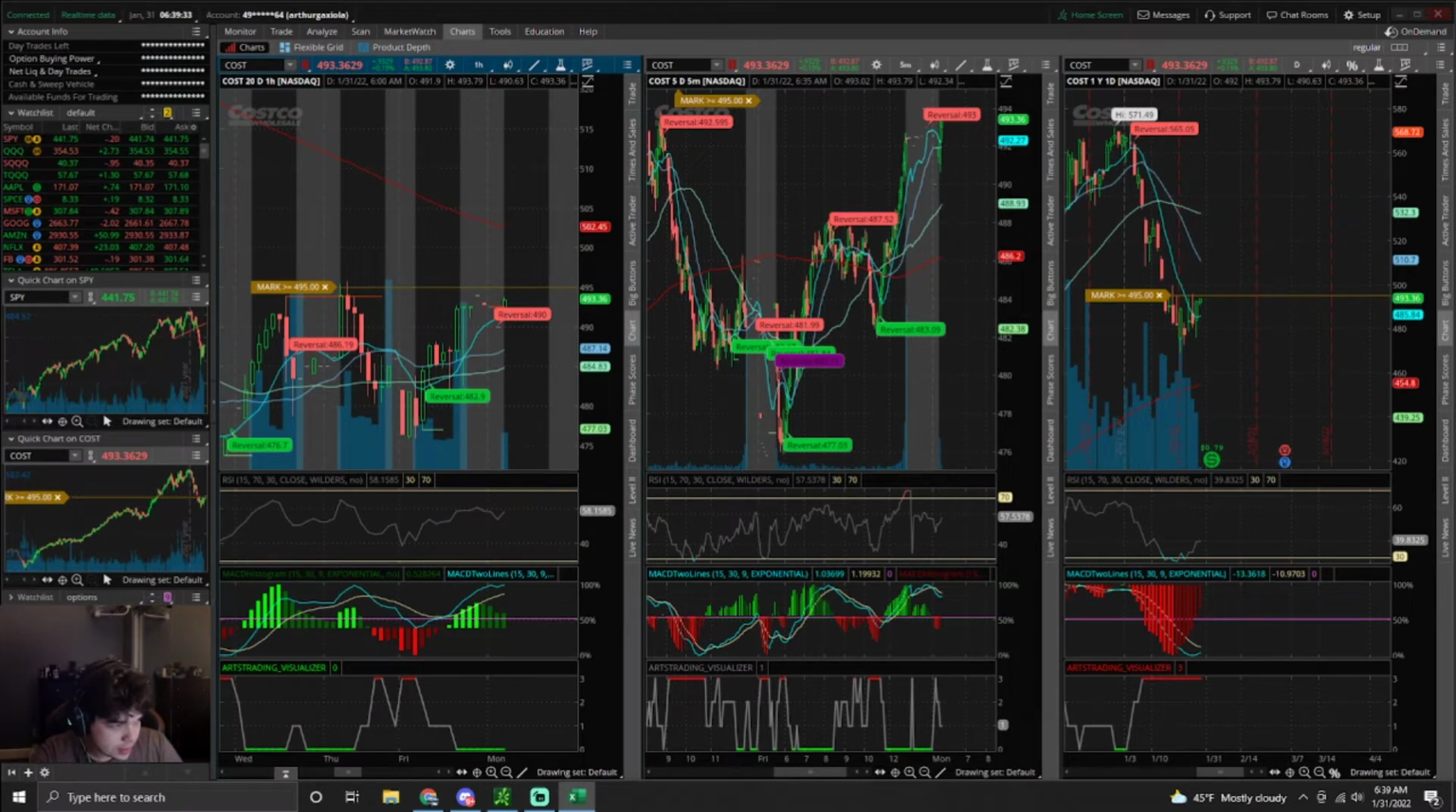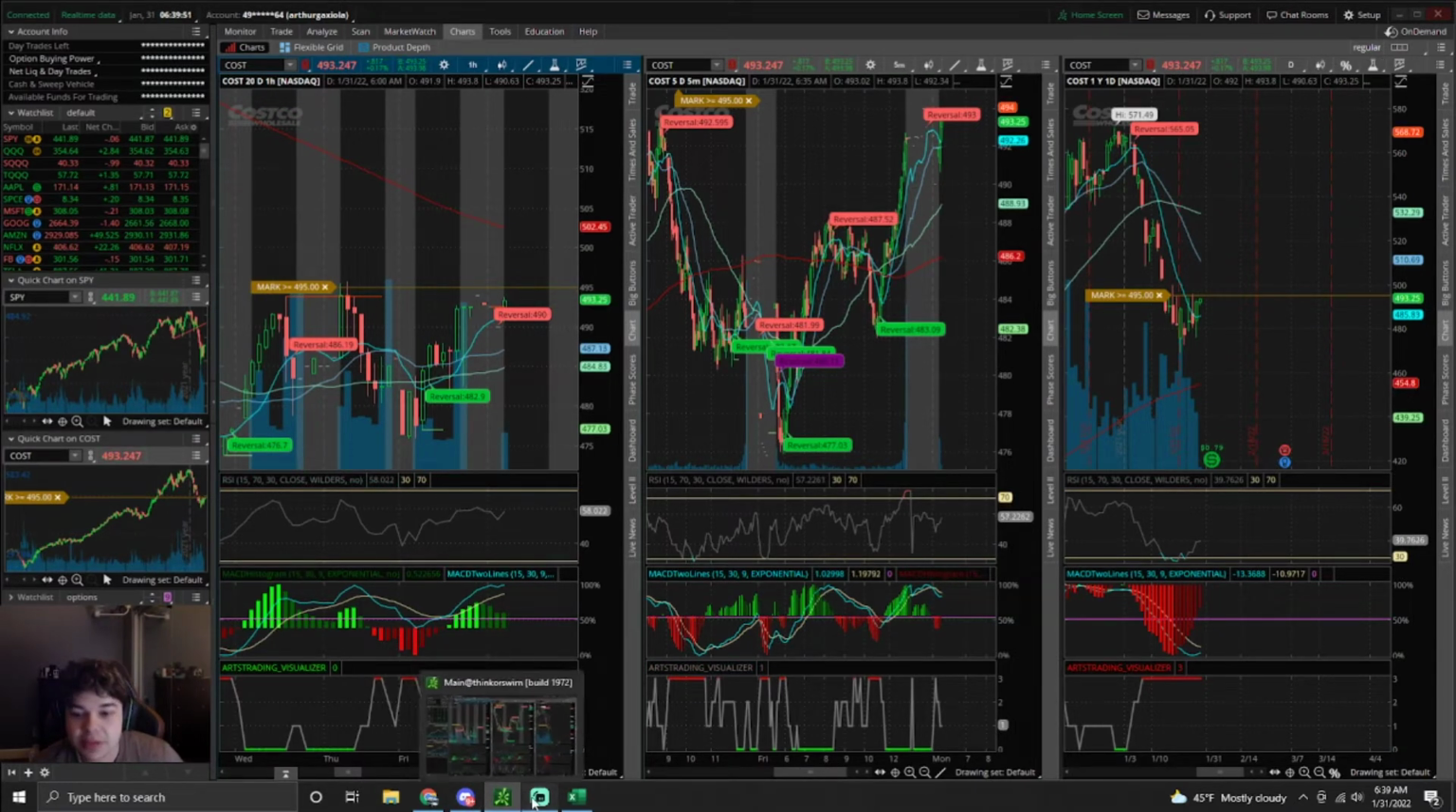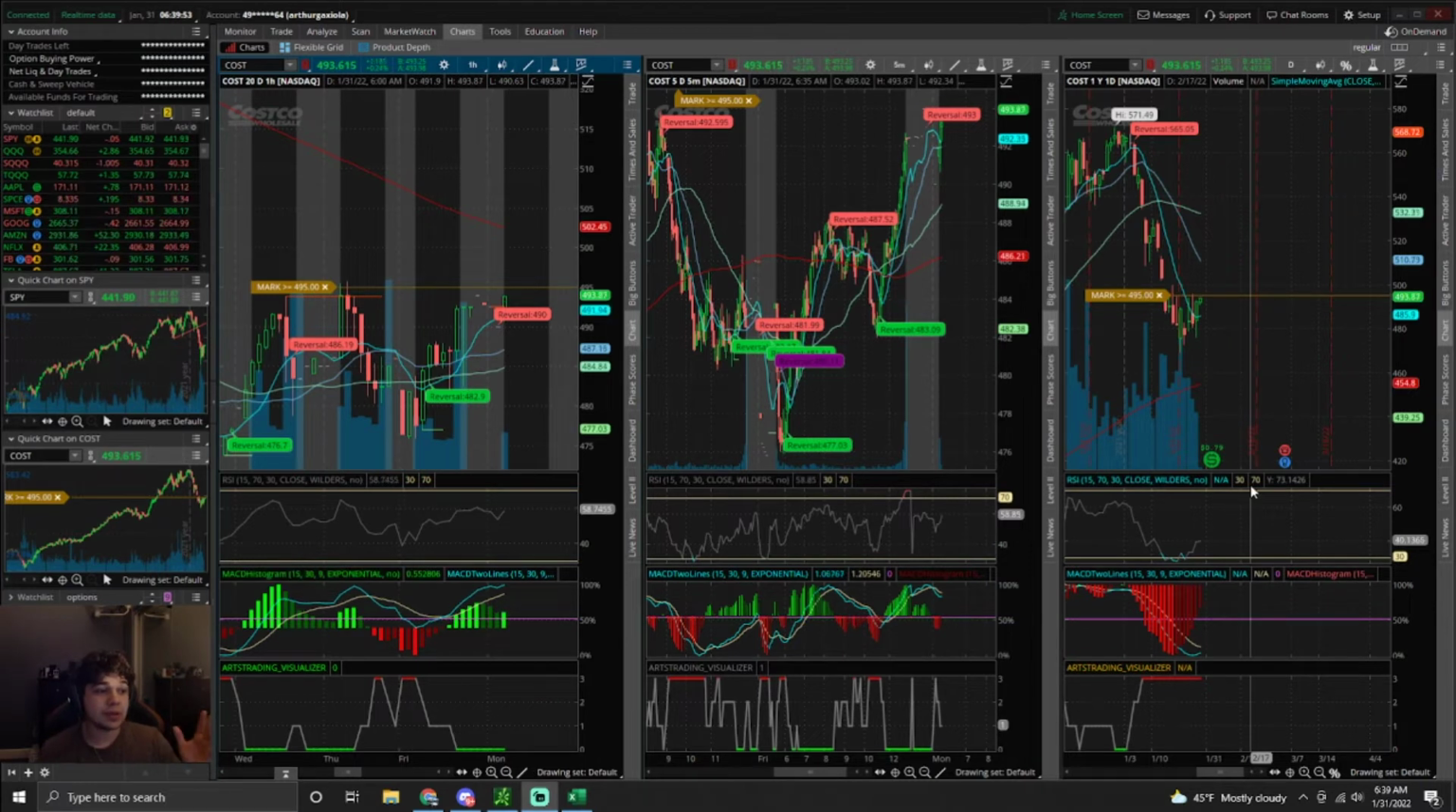Took one contract at 11. Ideally, I sell this contract for like $15. That's how I'm trying to go about playing this thing. The contract's currently worth 11.4. I'm up $40. Nothing crazy yet, but Costco is very, very nice when it comes to paying out in premium, which is why I'm super excited about this.